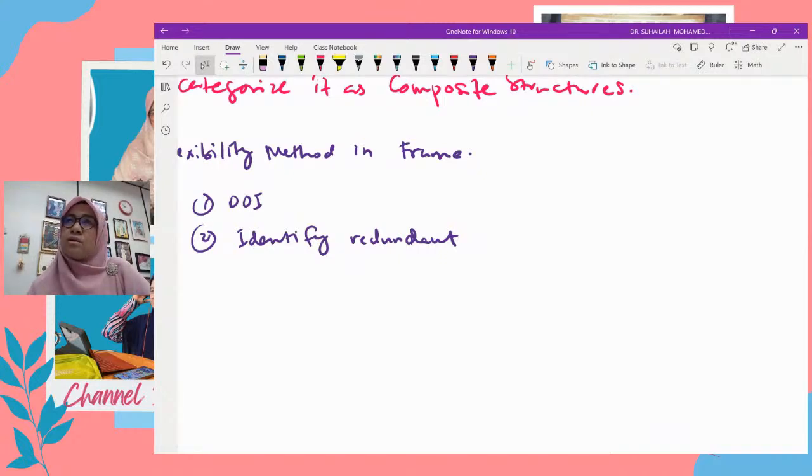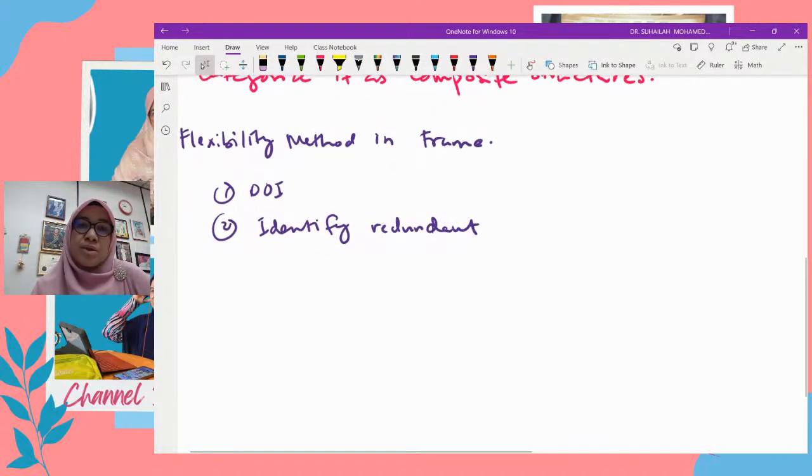Okay, we do step number 1 because of number 2. We do step number 3 because of number 2. They actually relate with each other. Why do we need to calculate DOI? Because we need to identify redundant.